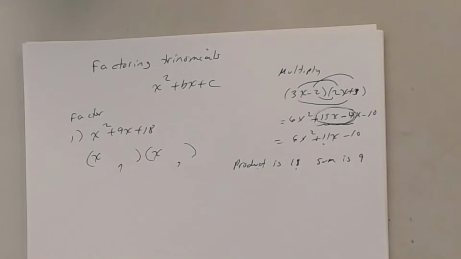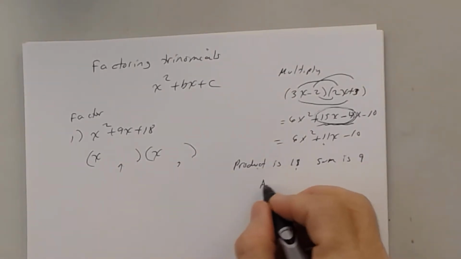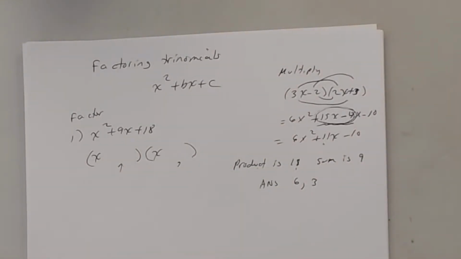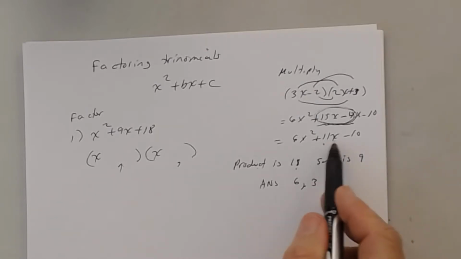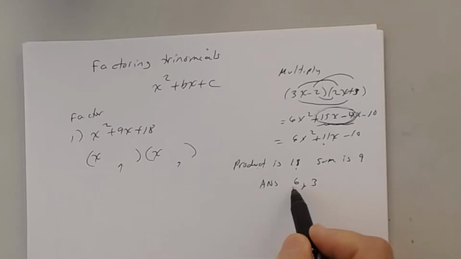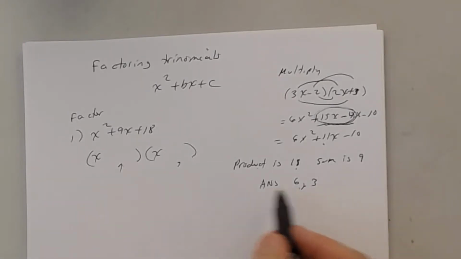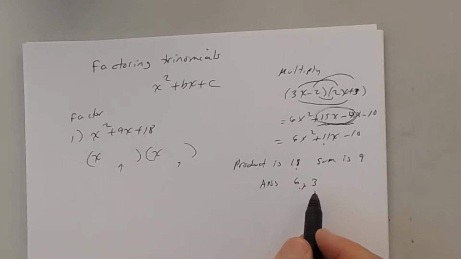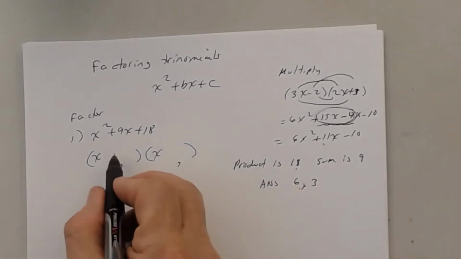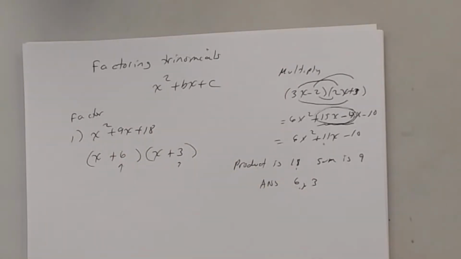Okay? So can you come up with two whole numbers whose product is 18 and whose sum is 9? 6 and 3. So the answer is 6, 3. Because that product is what? 18, and when I add them up, I get what? 9. So what that means is this. Remember, that's going to be your outer and your inner. And these are both positive 6 and positive 3, right? So you're going to say x plus 6, x plus 3.